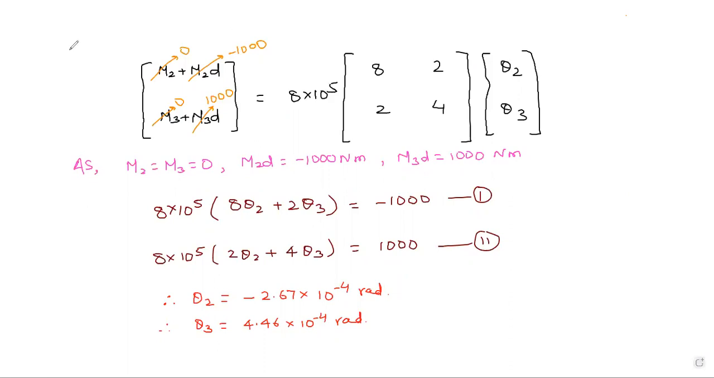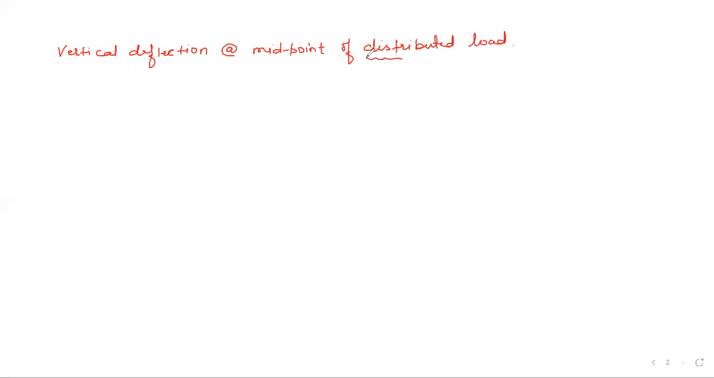This is the second part of the question. Part 2, we need to calculate the vertical deflection. Where do we need to calculate it? At the midpoint of the distributed load. From this language, it is very clear that we need to consider only element number 2 in this case, because the midpoint of the distributed load means what? The distributed load is in element 2, not in element number 1.